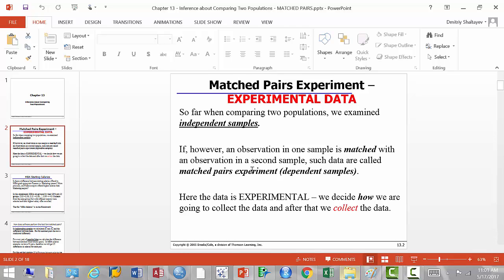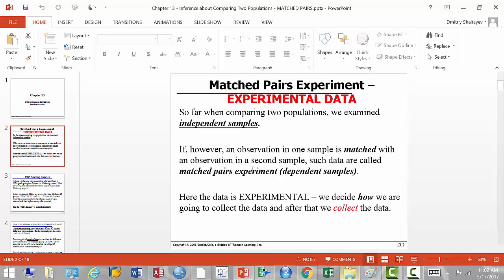So the bottom line is, by looking at the samples themselves, you will never be able to tell if these are independently collected samples or matched pairs. You have to study carefully how the data were obtained. The process of data collection is what will tell you if these are independently collected data samples or if they are matched by some criterion. So experimental data is more controlled, in other words.